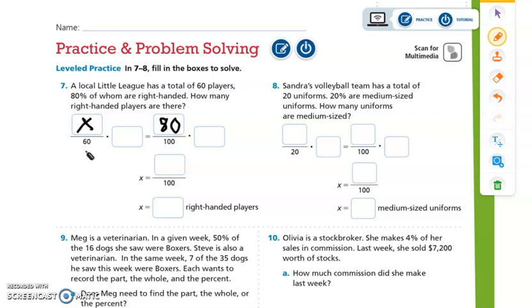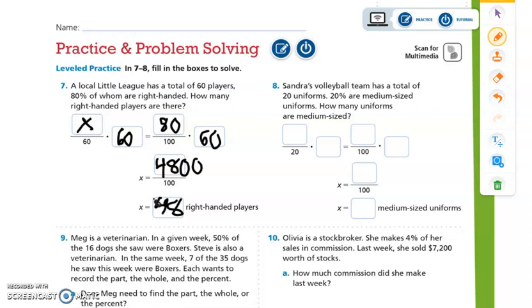They already started to solve it. To get rid of divided by 60, I multiply by 60, and I do that on both sides. Here it's having us multiply 80 by 60 and get that in-between number, which is 4,800. Then we divide by 100, and we find that there are 48 right-handed players.